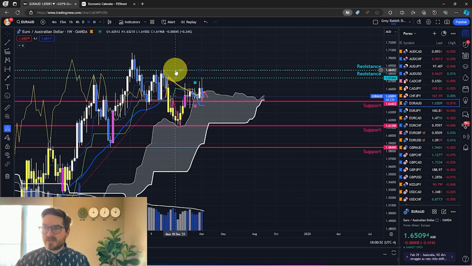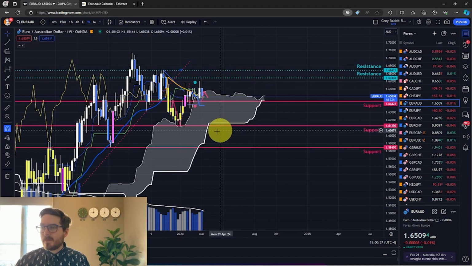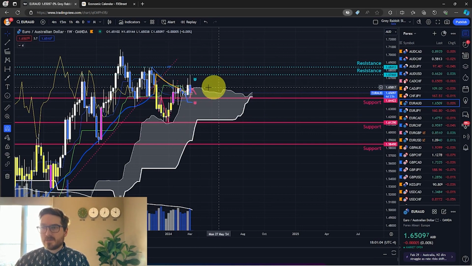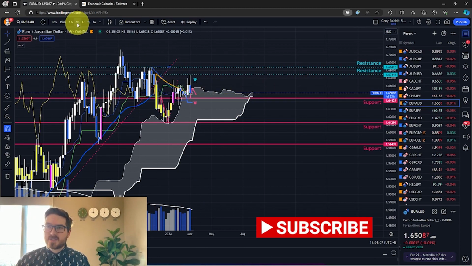We're kind of just stuck between this resistance level here, 1.68412, and this one down here, which is the support level of 1.61290. And so until we get a break of either of these levels, this is just a ranging market.